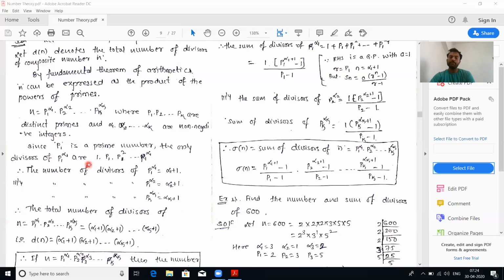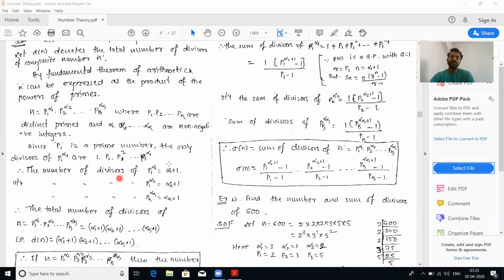How many are these? These divisors of p1 raised to alpha 1 are alpha 1 plus 1 in number, because this is 1, that is p1 raised to 0, p1 raised to 1, p1 raised to 2, and so on up to p1 raised to alpha 1. So the last one is the alpha 1 plus 1th term.